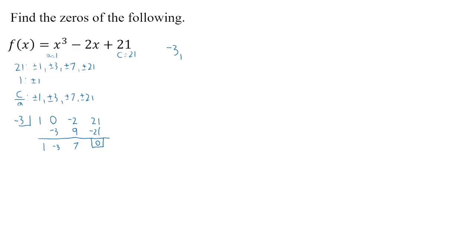Now we got to find the other 2 zeros. The good news is there are 3 numbers here. That means we could use the equation x squared minus 3x plus 7 equals 0 to find the other 2 zeros. And it looks like we're going to have to use the quadratic formula because we can't factor x squared minus 3x plus 7. So a equals 1, b equals -3, and c equals 7.